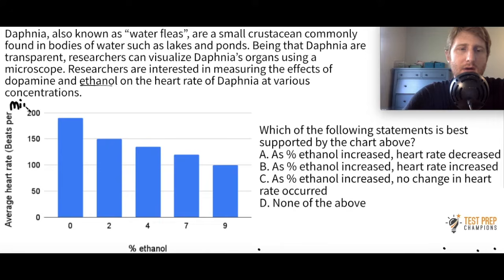And down here on our horizontal axis, it says percent ethanol. The question says, which of the following statements is best supported by the chart above? A, as percent ethanol increased, heart rate decreased. B, as percent ethanol increased, heart rate increased. C, as percent ethanol increased, no change in heart rate occurred. Or D, none of the above.